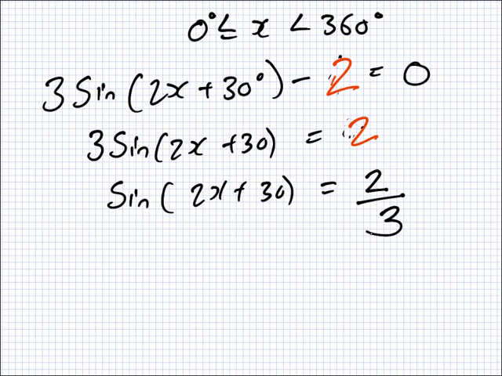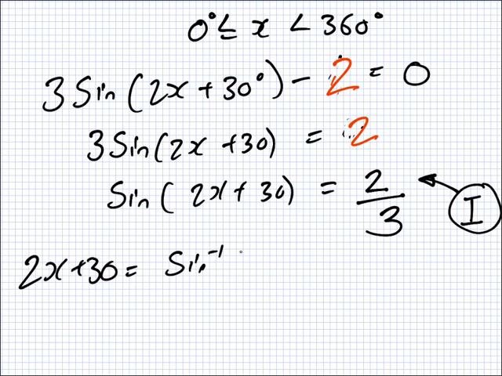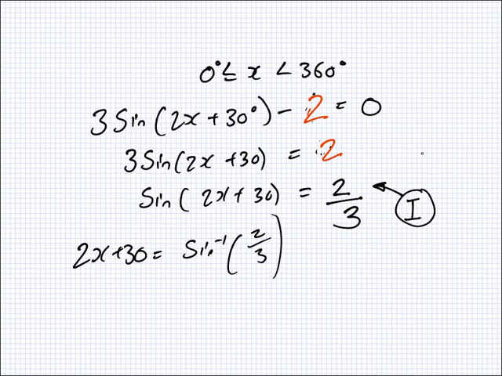I think of these problems in 4 steps. So what I'm doing here is what I call step I, the inverse step. This is where you try to get it into a sine inverse problem. So here we can now say 2x plus 30 is equal to sine inverse 2 over 3. So actually, let me just put brackets. For me, all of this is what I call the inverse step. Right, what is sine inverse 2 over 3?